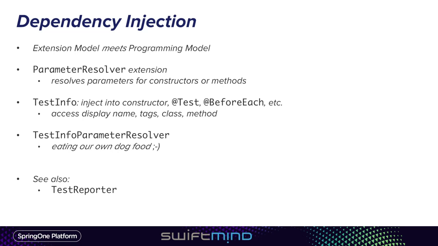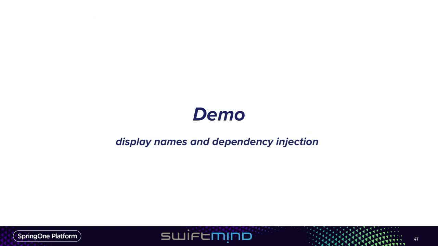You can also see the test reporter, which is a way to add additional information to your test report for a particular test. The Mockito extension is an example we've written, and we're in communication with the Mockito team, who will eventually take that over. And of course, the Spring extension performs dependency injection.